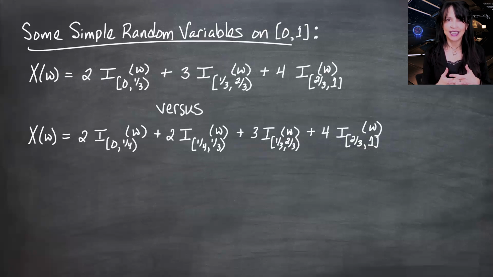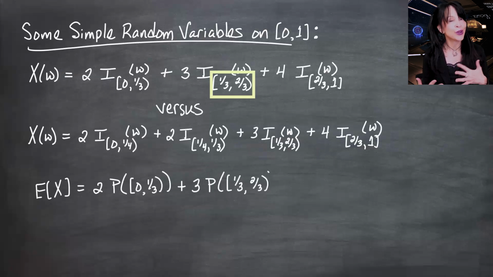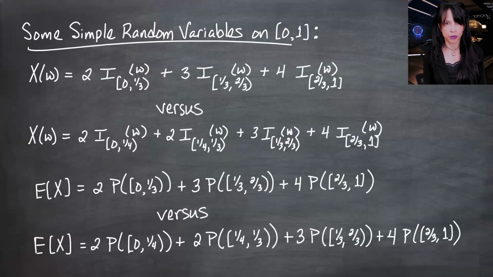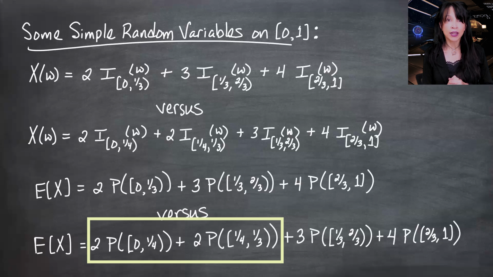The question is, if you use the expected value definition on this versus this, will you get the same thing? So in the first case, you're going to get 2 times the probability measure of this interval plus 3 times the probability measure of this interval plus 4 times the probability measure of this interval. And in the second case, you're going to get something really similar. And again, I'm not even saying the probability measure is Lebesgue measure, but you can see down here that if you factor out this 2, you're left with the probability measure of the interval from 0 to 1/4 plus the probability measure of the interval from 1/4 to 1/3.